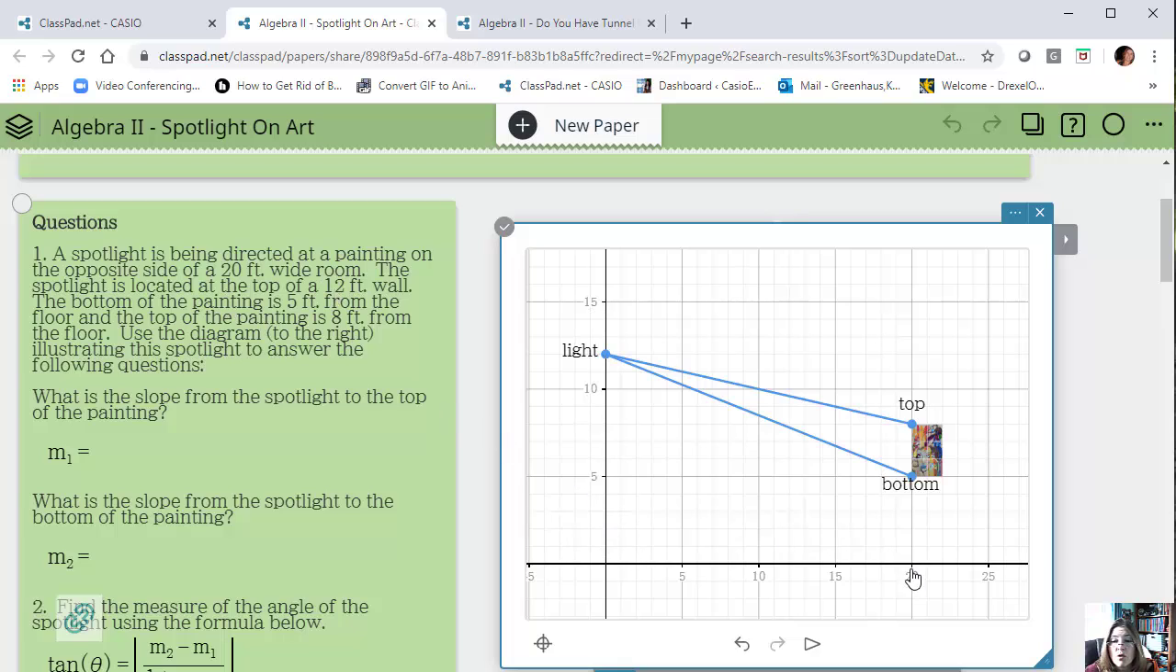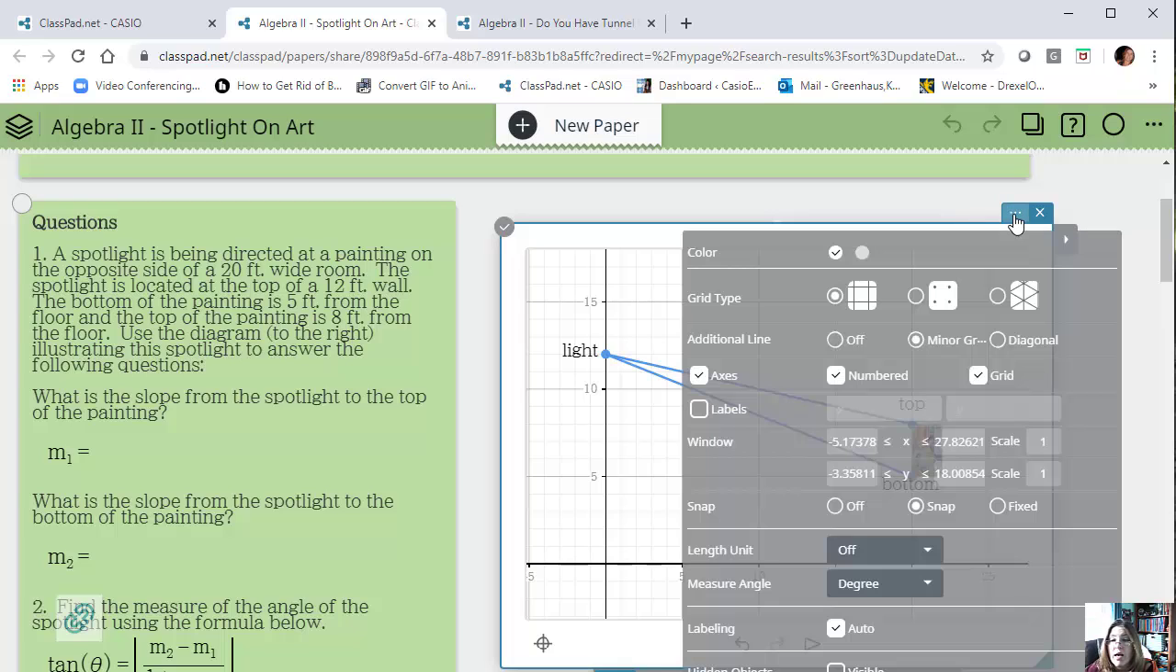So I've created the room, and here's the painting, and I've made the bottom of the painting be what it says here, 5 feet from the floor. If you look at my grid, I'm using each little grid square to represent a foot. Adding a grid is sometimes a great way to help students visualize what's actually happening in a problem. Get them to draw a picture first so that they really know what's going on. And in Classpad, anytime you want to add things to graphs, geometry, or graphing, you go to the 3 dots up here, and here is where I turned on those grids and the axes and the numbers.